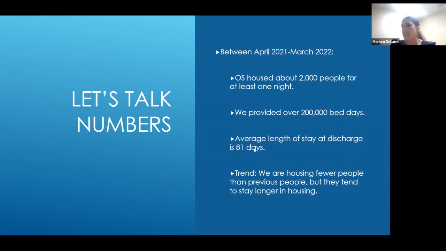The average length of stay at discharge is a little higher than it has been in the past. It's currently 81 days. So we may have people who stay for a year or even longer. They're eligible with extensions. They can potentially be eligible to the end of their paroles. But some people get out in fewer than 81, some more. The average is 81 currently. A trend we're looking at is that we're housing fewer people than in the past, but they tend to stay longer in housing.